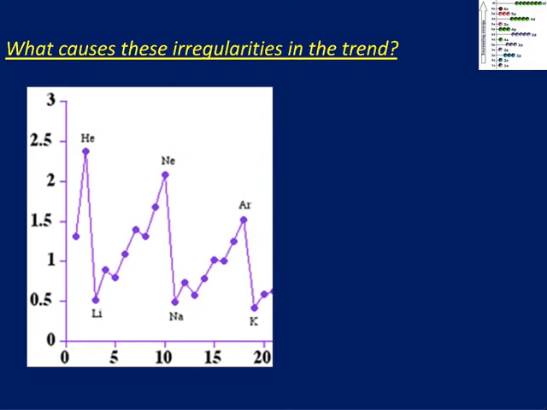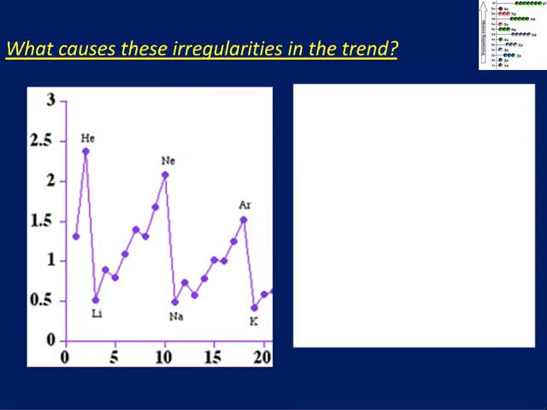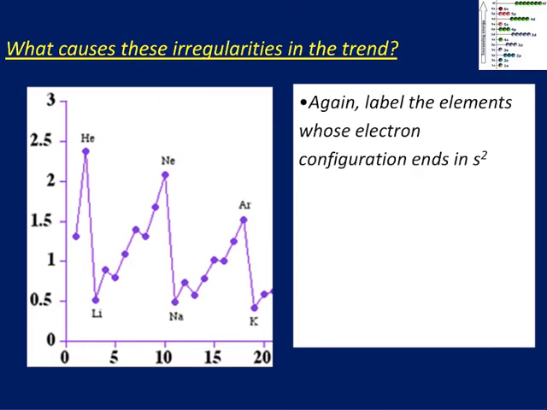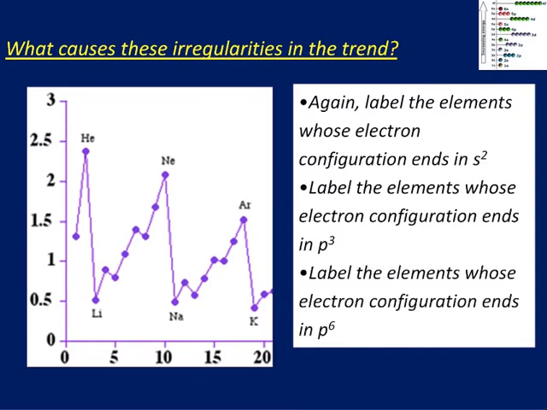So you have this graph, it's roughly on page 130 of your yellow notebook. It matches the graph that you drew out earlier in the last lesson, and we just need to do some things to it again. You need to have a look and label the elements that end in s2, the elements that end in p3, and the elements that end in p6. So take the time now, pause to do that, and then we'll have a chat about it.